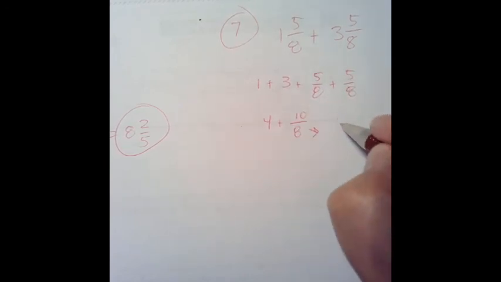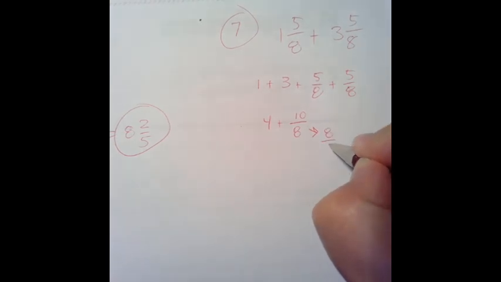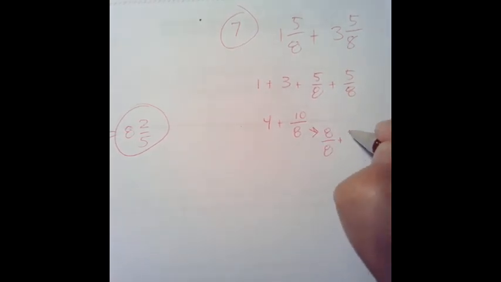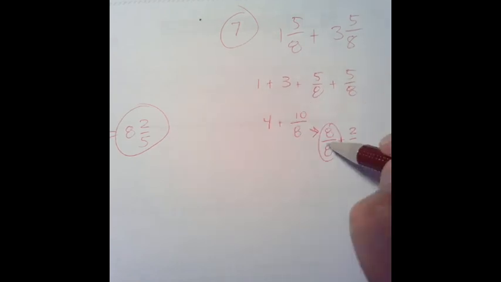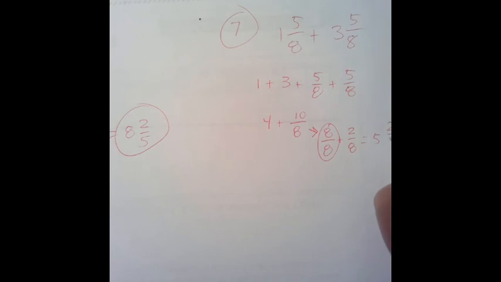Can we decompose that into 8/8? So then we're left with 2 more 8ths. So that gives us a whole and 2 eighths. So 4 plus 1 is 5 and 2 eighths. So that's 5 and 2 eighths.